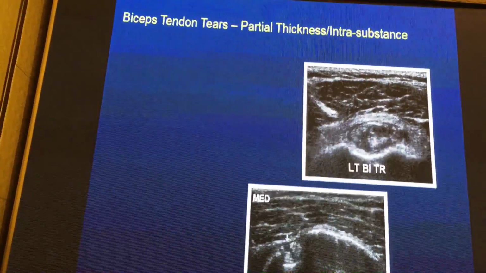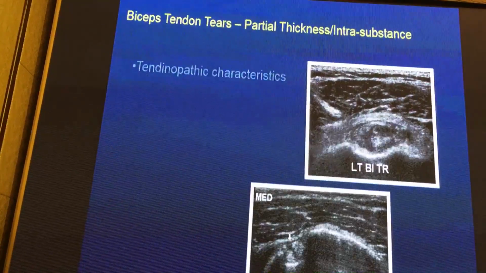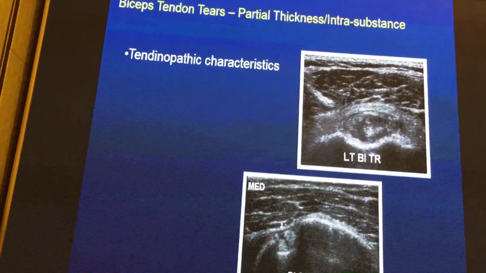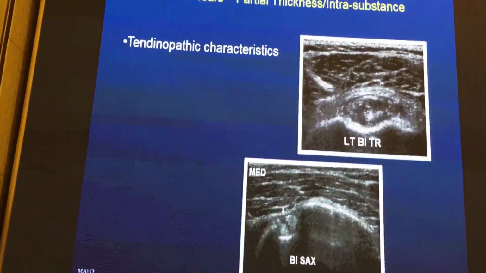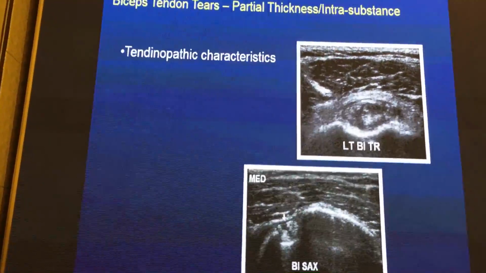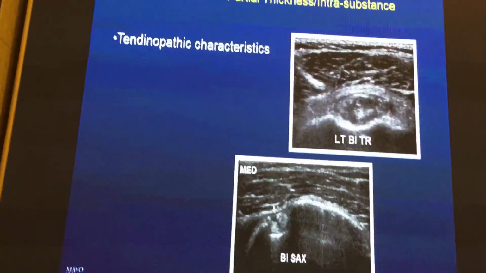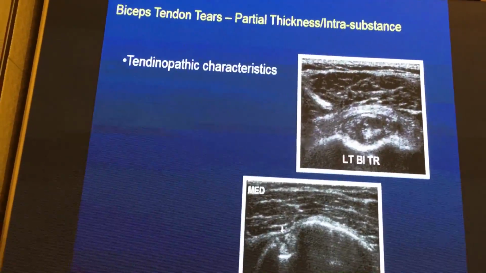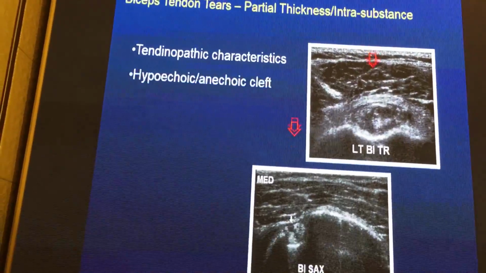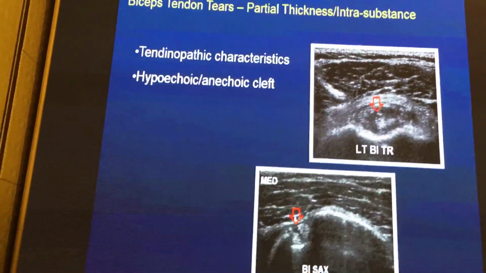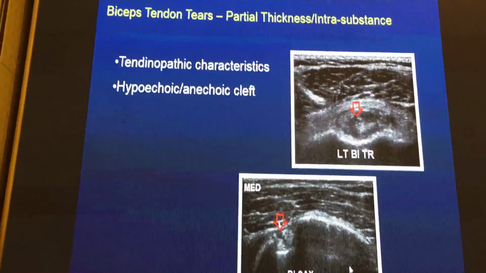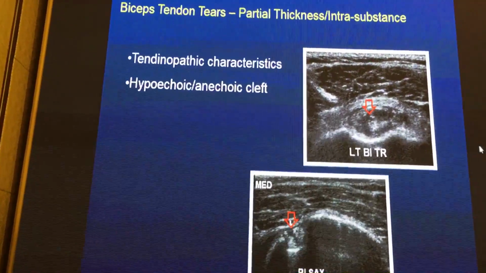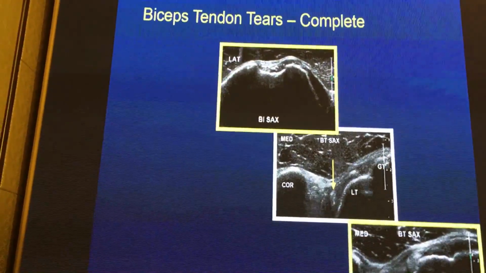So beyond tendinopathy, you can start moving into tears. And these tears can be partial thickness or intrasubstance, and they can be full thickness. So from a partial thickness standpoint, number one, they're almost always going to have associated tendinopathy. It is rare to have a tear if you don't have underlying tendinopathy. So look for the characteristic features of tendinopathy. And then two, look for an anechoic cleft. So you can see right here an anechoic cleft, or right here inside of a tendinopathic tendon.